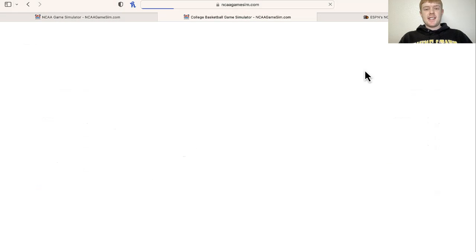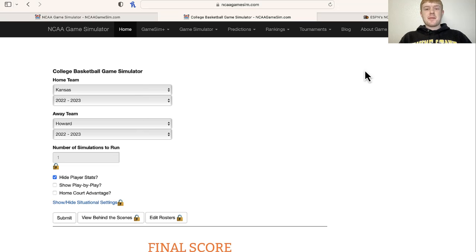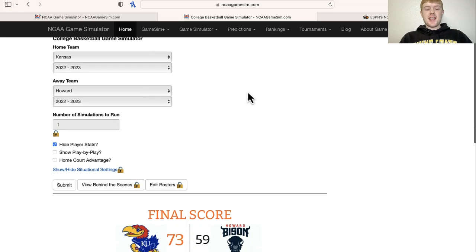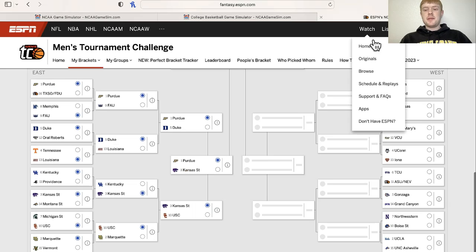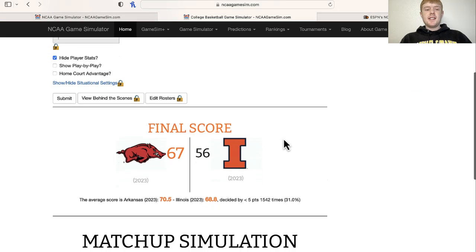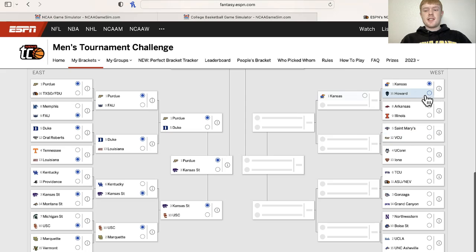I really like this NCAA game simulator. It's really fun, and there's endless possibilities of what you can do. And in this first game of the next regional, we have Kansas beating Howard to move on to the next round. And in this game, Arkansas is going to beat Illinois to move on to the next round.